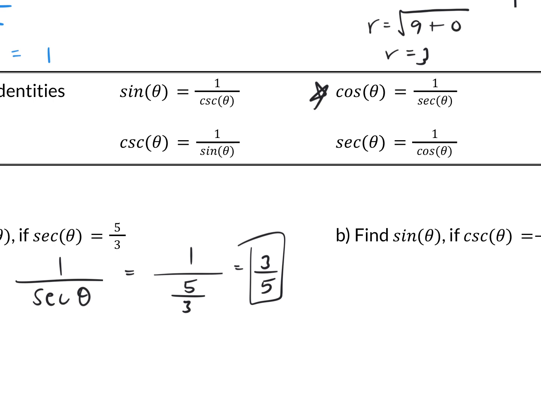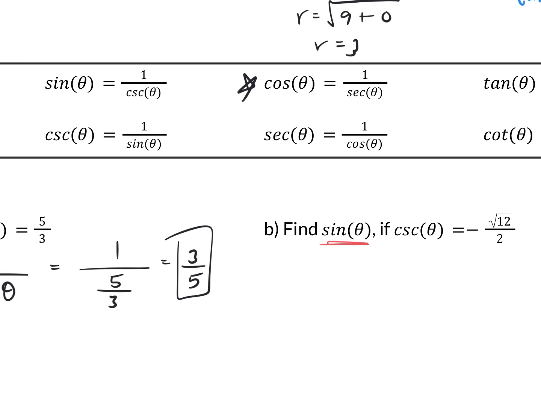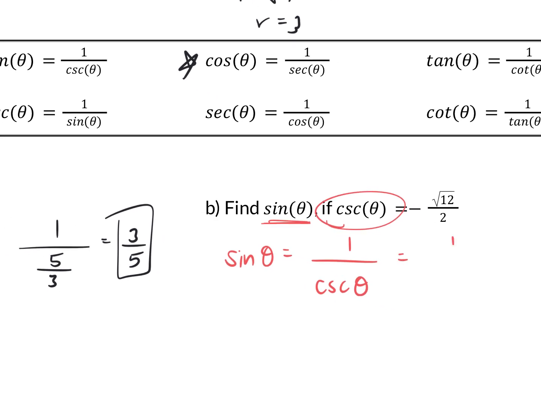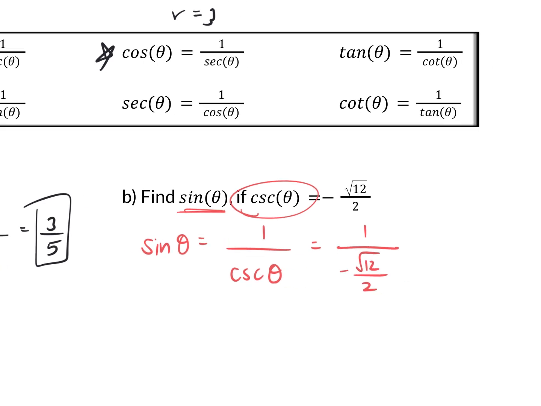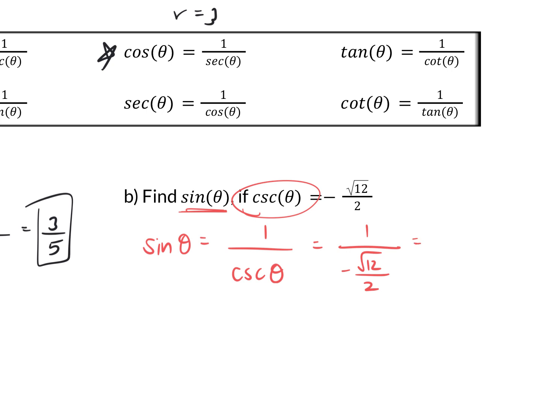Okay, this next one we're trying to find sine if we know that the cosecant is negative square root of 12 over 2. Well, sine of theta is this formula right there. Sine of theta is just 1 over my cosecant. Okay, they are reciprocals of each other. So if I plug in this value, 1 over the negative square root of 12 over 2, that's going to end up giving me what? Negative 2 over the square root of 12.